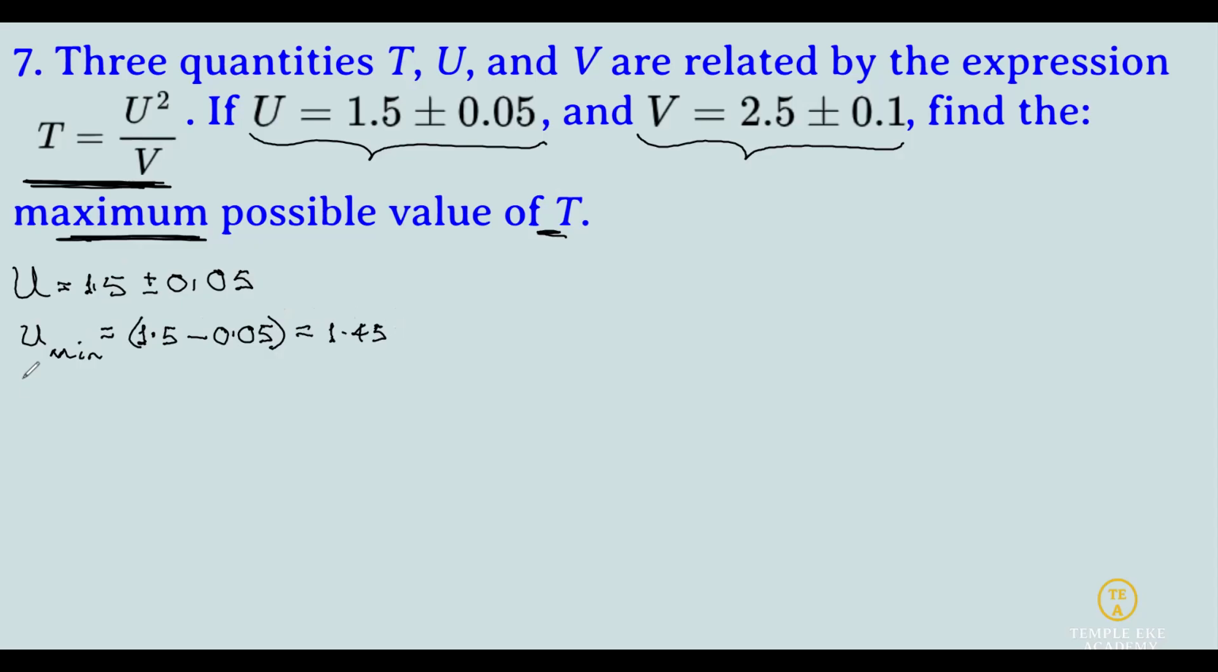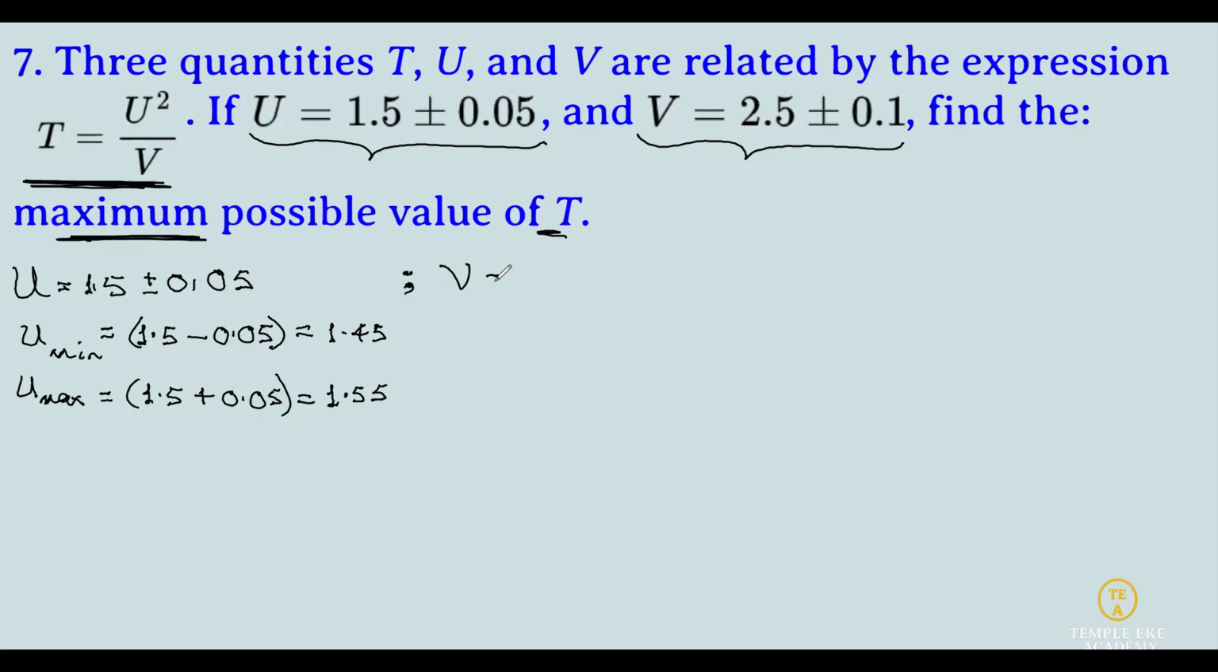For the upper bound, which is the maximum value of U, U maximum is going to be the 1.5 value, which is the estimated value, plus the possible error, which is 0.05. And for this, we're going to get 1.55. So much for U. In a similar manner, we can get the values for V.